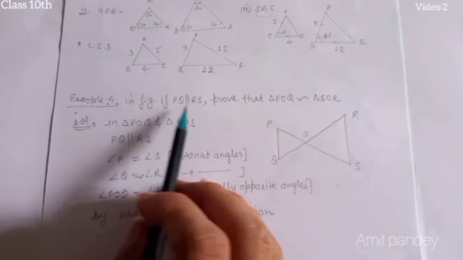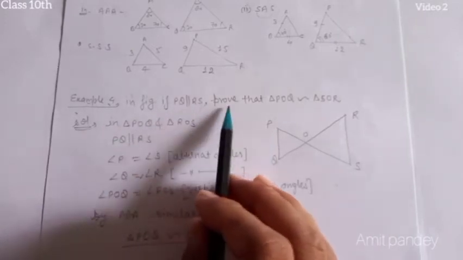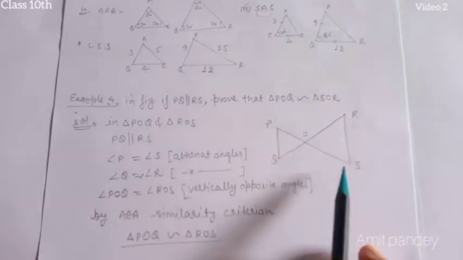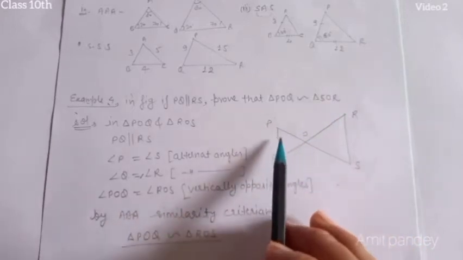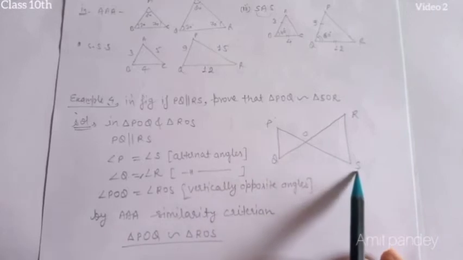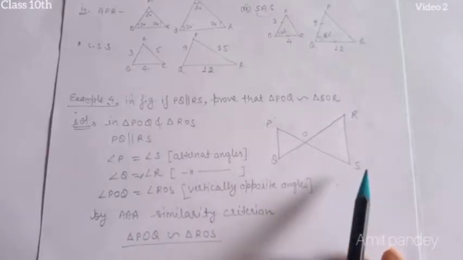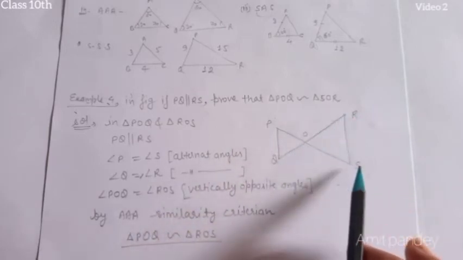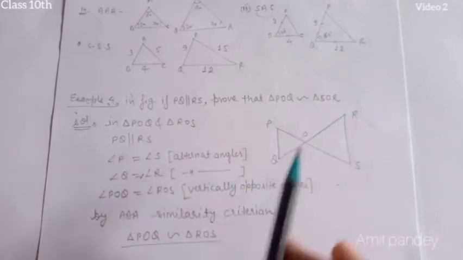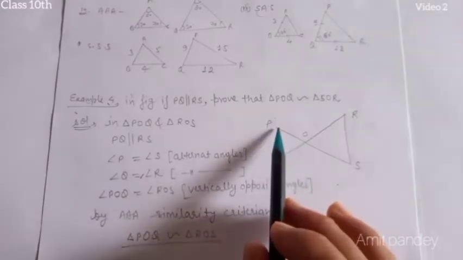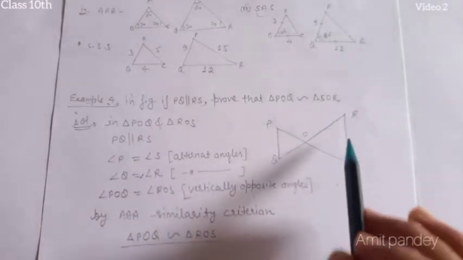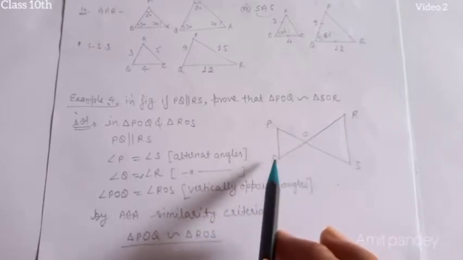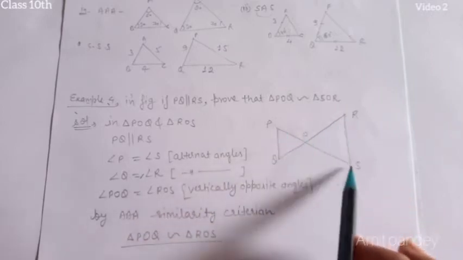In the figure, if PQ is parallel to RS, prove that triangle POQ is similar to triangle SOR. So students, in this question it is given that PQ is parallel to RS. So in triangles PQO and ROS, PQ is parallel to RS. Now students, if two lines are parallel, a line that joins them is known as a transversal. So here we have two transversals, QR and PS.